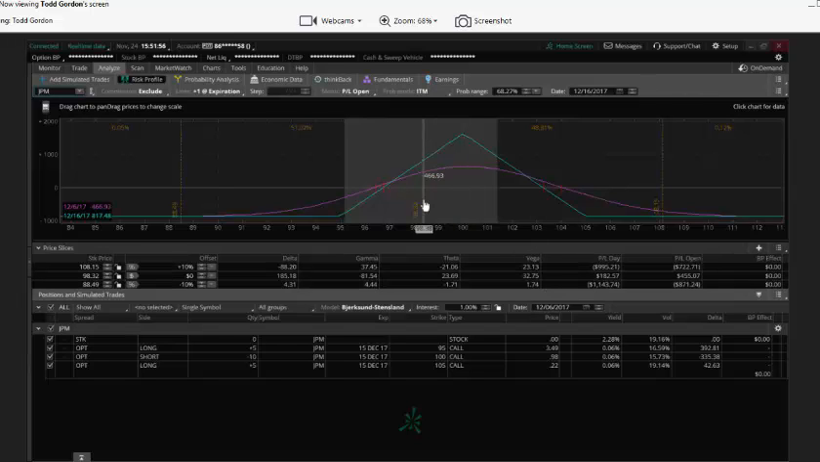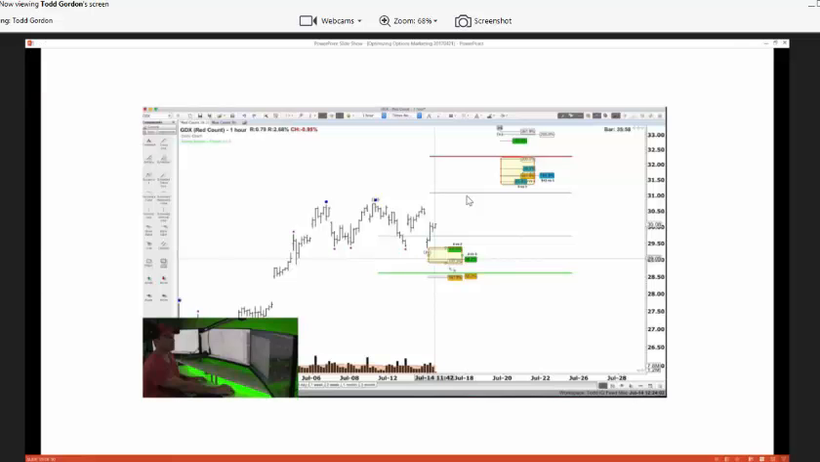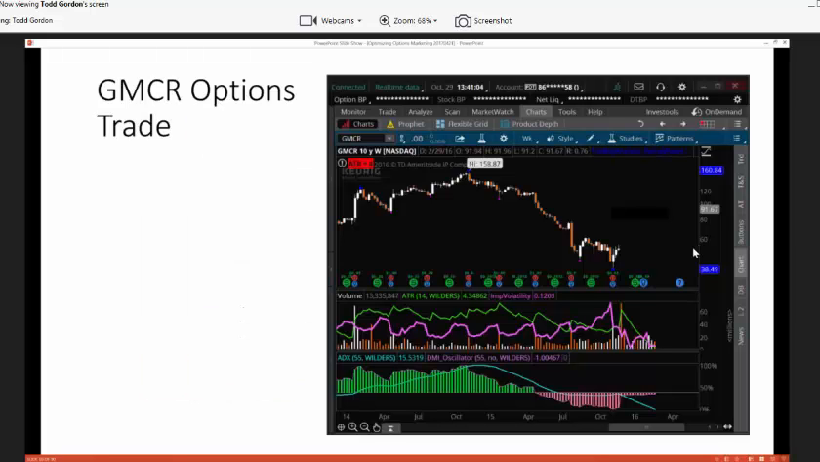So you just got to know when to buy options based on the wave count and when to sell options. And when you do that, you're significantly ahead of the crowd who are trading options but have no idea of the context of the underlying market.